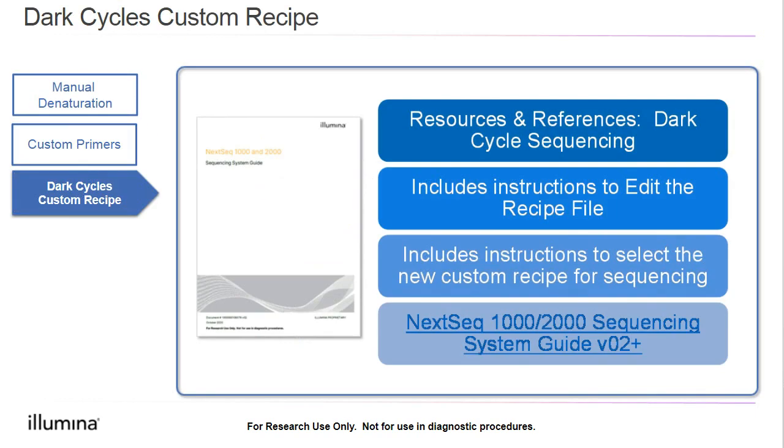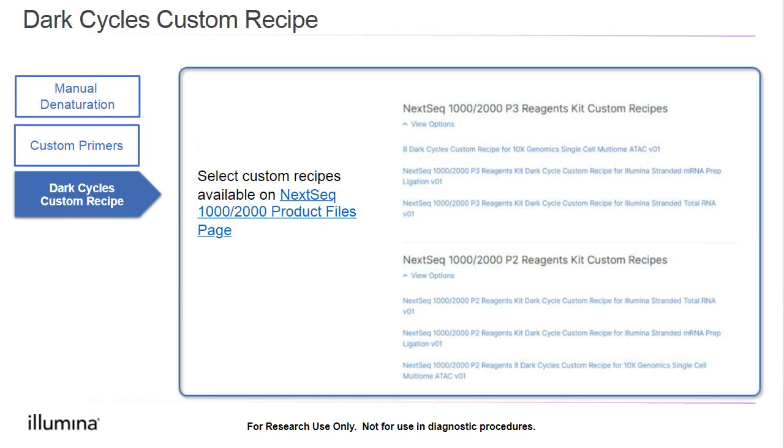Now, we'll talk a little bit about dark cycle custom recipes. There is a section within the NextSeq 2000 System Guide V2 and above that is titled Resources and References, Dark Cycle Sequencing. This includes instructions to edit the recipe file, and it also includes instructions for selecting the new custom recipe when sequencing. We do have a couple of different custom recipes available on our product file page that I have linked here.